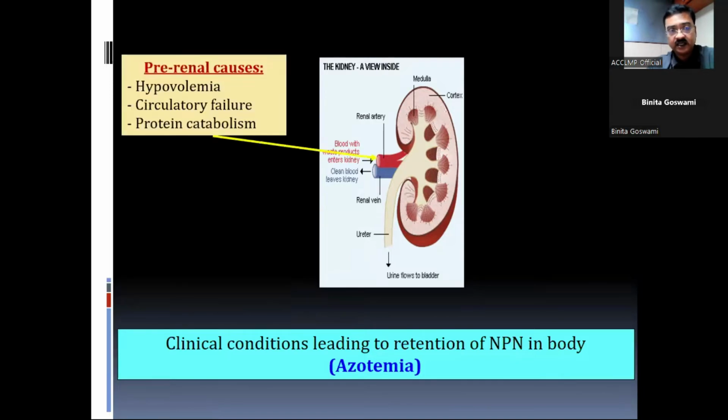First are pre-renal causes, which may be hypovolemia, that means severe dehydration or something, GI excessive fluid loss from the gut, or circulatory failure, particularly in case of heart failure. This we can call, colloquially, renal shutdown. In case of severe sepsis or heart failure, we can get a renal shutdown condition where the renal artery is not getting adequate pressure.